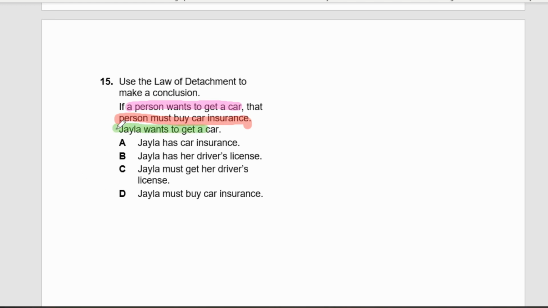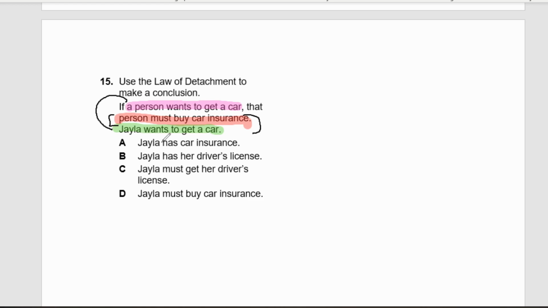So Jayla wants to get a car. So we know to get a car, you must have car insurance. We don't know anything else about the requirements to get a car in this scenario. So it wants us to know which one of these is true by the law of detachment. And the law of detachment simply means you can only use what you're given. Do not bring any of your personal knowledge into the problem. So a person wants to get a car. Jayla wants to get a car. So what must Jayla do?